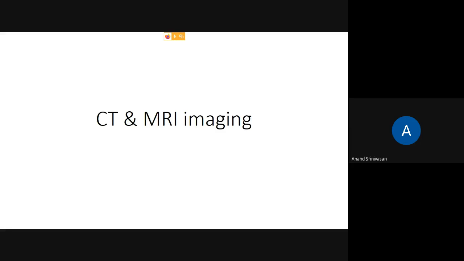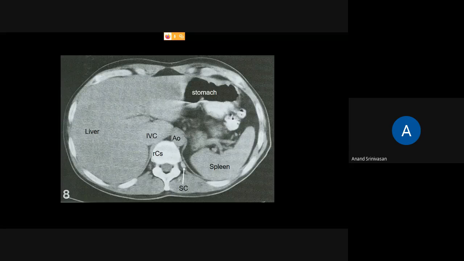So this is about the barium swallow and barium meal series. The next one is CT imaging. Usually CT imaging is taken in case we suspect any cancers or any metastasis, not for the gastrointestinal structures.